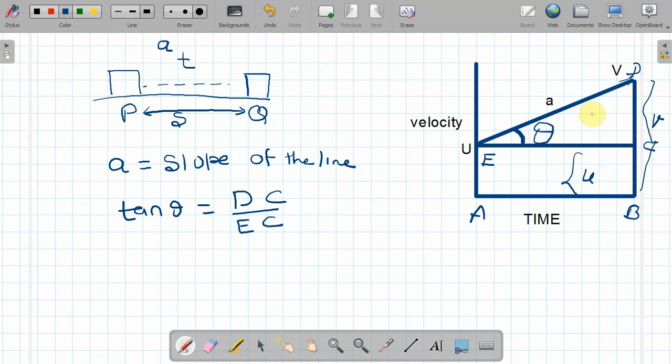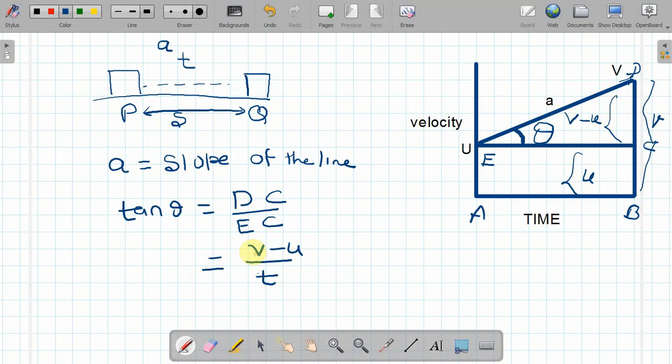So we will apply DC is equal to, this portion is v minus u. From this equation we will put DC is equal to v minus u, and EC is nothing but t, time, because it is a time axis. So we suppose this is total time t.